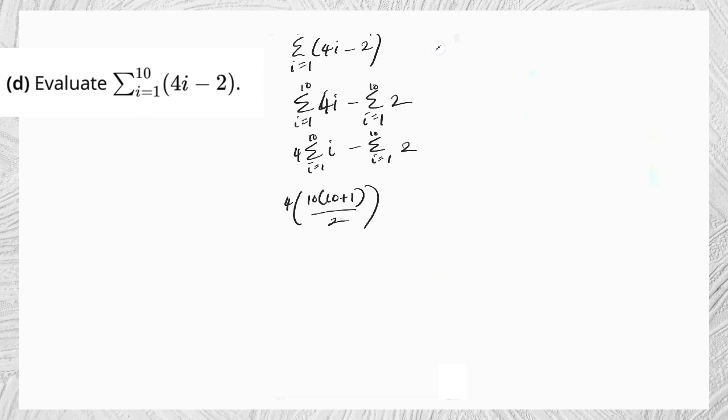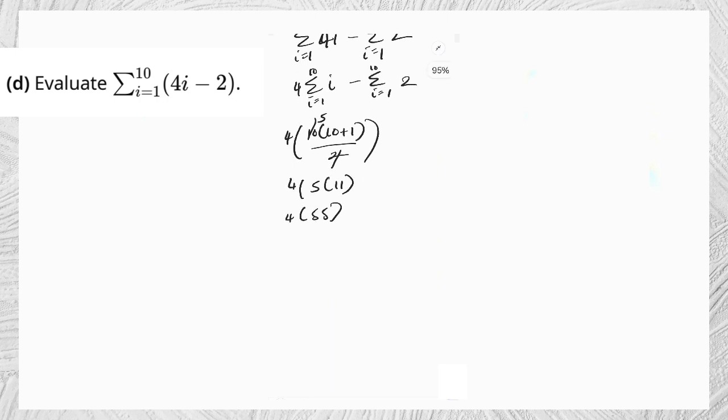And don't forget, we have a formula for that, which is n times n plus 1, divided by 2. So we have 10 times 10 plus 1, which is 11, divided by 2. So 2 in 10 is going to give you 5, and 5 times 11 will give you 55. So you have 4 times 55.